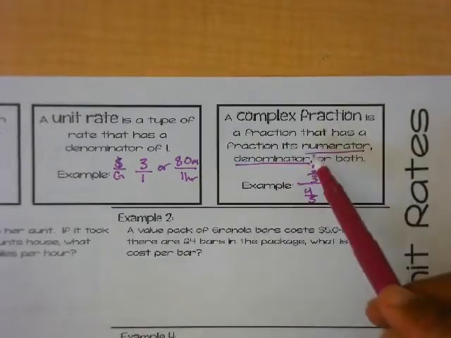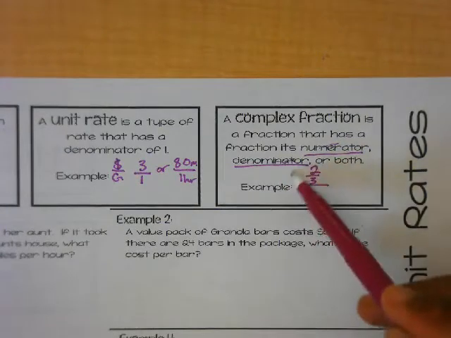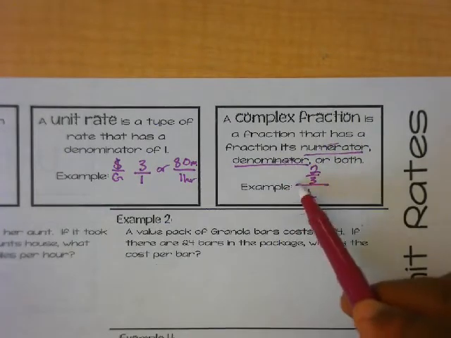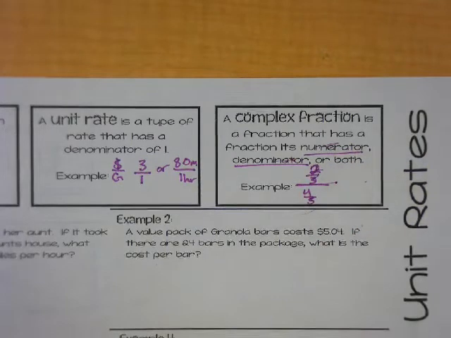And I'm sorry, I should have moved the paper over. Again, a complex fraction is if the numerator, denominator, or both are fractions. So we have a fraction here. On top, we have 2/3 divided by 4/5. So that would be a complex fraction.